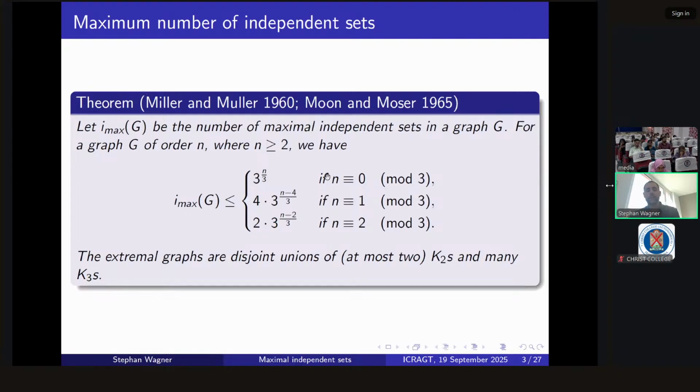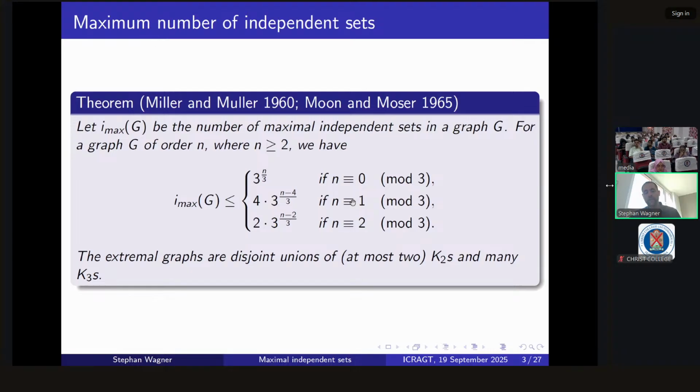There is one case where n is divisible by 3, one where n is 1 mod 3, one where n is 2 mod 3. In each of these cases, we have an upper bound that is basically some constant times 3 to the n thirds. These upper bounds are reached with equality by graphs that are disjoint unions of essentially many K3s, many triangles, and at most two K2 components of order 2.